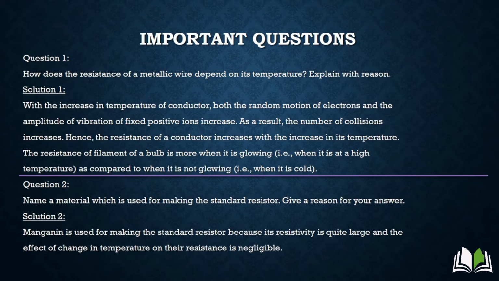Example, the resistance of the filament of a bulb is more when it is glowing as compared to when it is not glowing. Question number 2, name a material which is used for making the standard resistor. Give a reason for your answer. The answer is, manganese is used for making the standard resistor. What is the reason? Because its resistivity is quite large and the effect of change in temperature on its resistance is negligible.